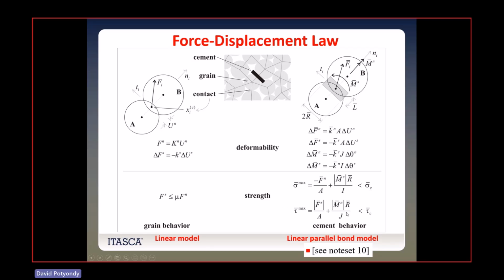And we also do the same thing where we look at the outer fiber shear stress. The twisting moment is going to come into play. This is the shear force. It's going to come into play to cause a shear stress. And then we have a shear strength. So if either of these quantities get bigger than their respective strengths, the system breaks and it turns back into a linear model.